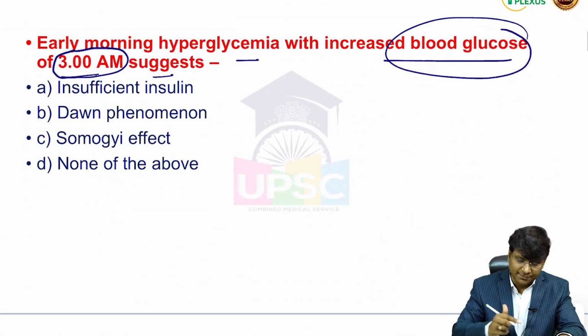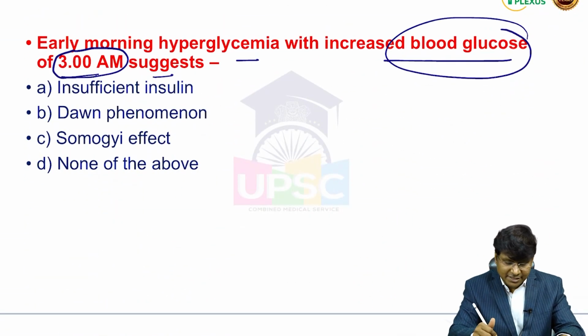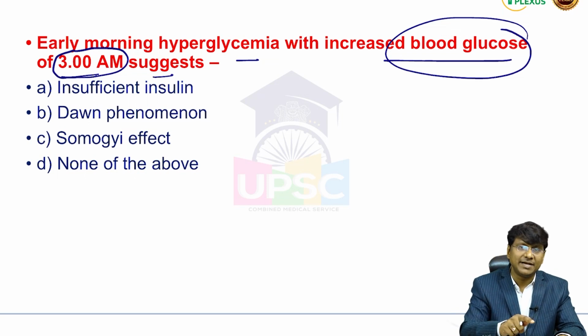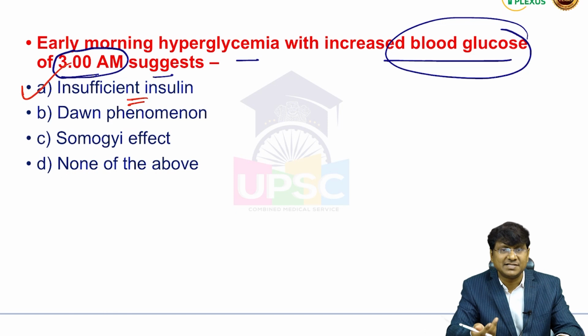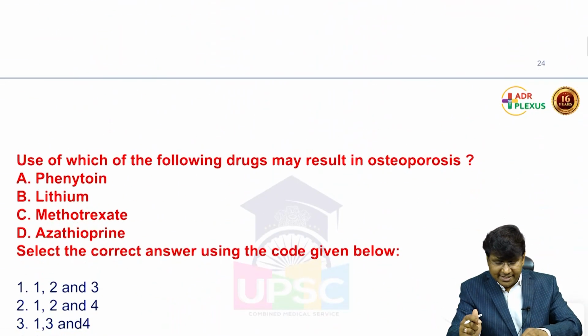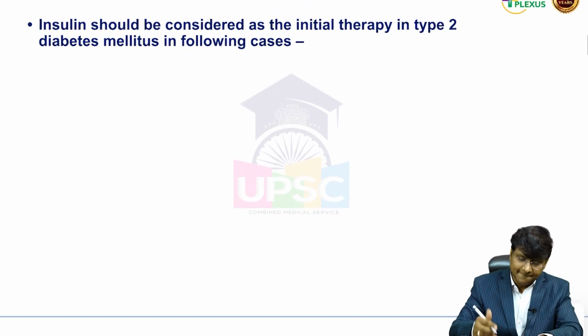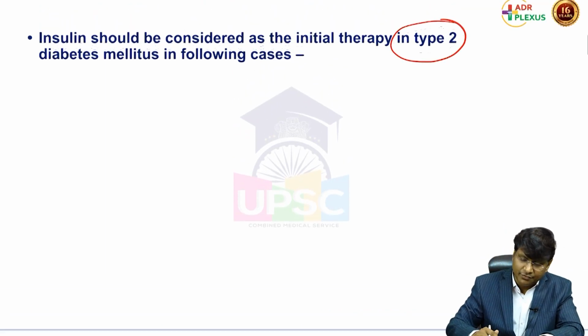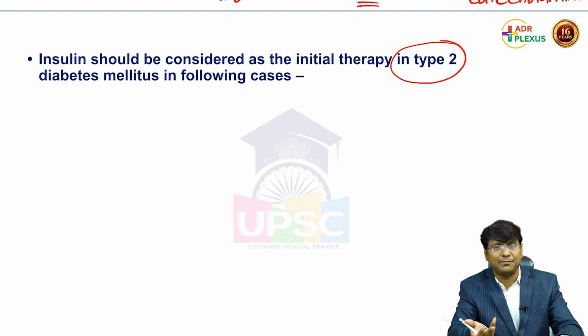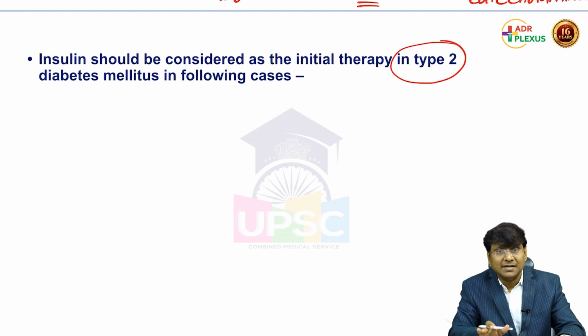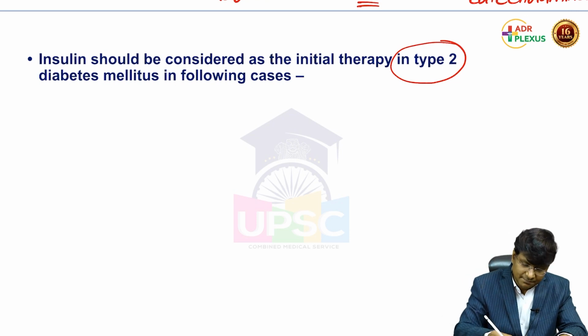If you go back to this question, early morning hyperglycemia with increased blood glucose at 3 a.m., right? So that means in the middle of the night also the blood glucose is high, and early morning also the blood glucose is high, and that is due to the insufficient insulin, which is nothing but the fasting hyperglycemia, right? Now you need to understand one important point here: insulin is the drug which we give in type 1 diabetics. Usually in type 2 diabetics, just now I have said, we give oral hypoglycemic agents. But there are certain exceptions.